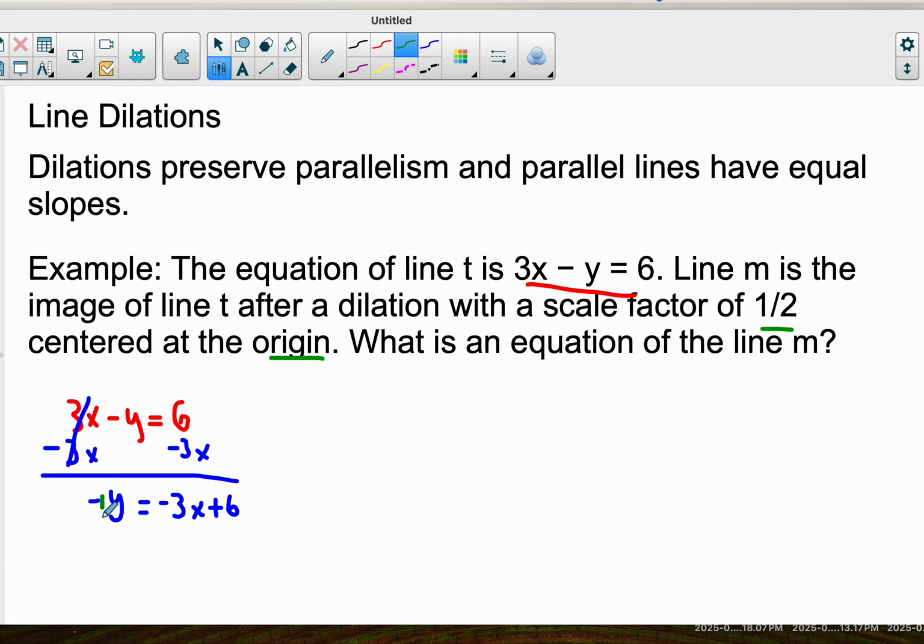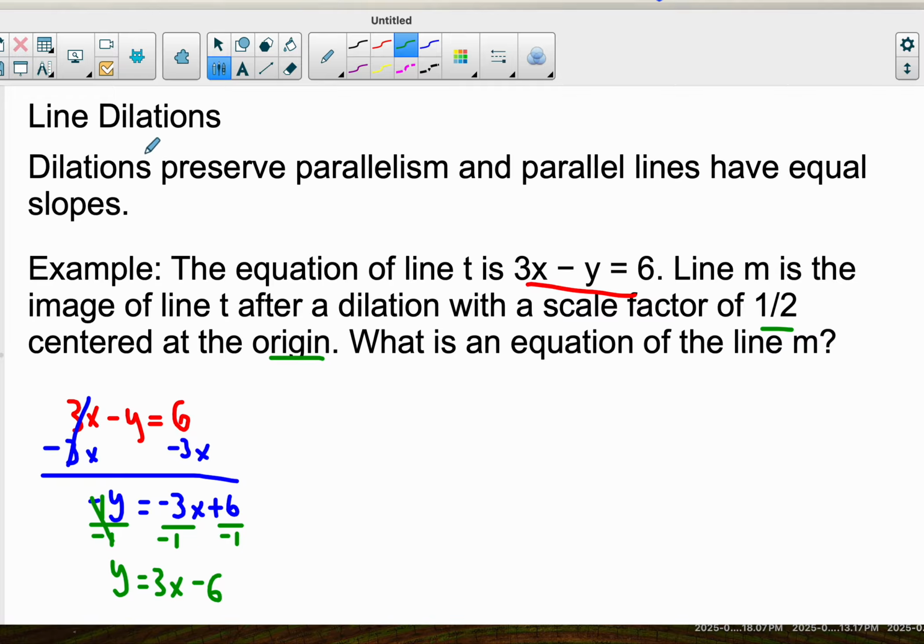And then there's an invisible 1 here if you don't see a coefficient. So we just need to divide everything by negative 1 to get y by itself. So we have y equals 3x minus 6. So this is the equation of the original line in y equals mx plus b form.